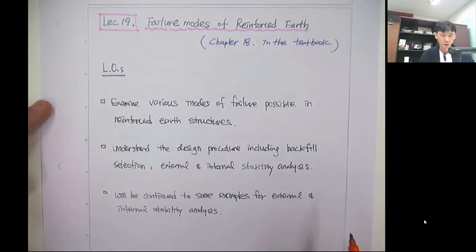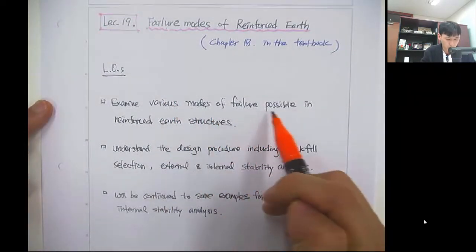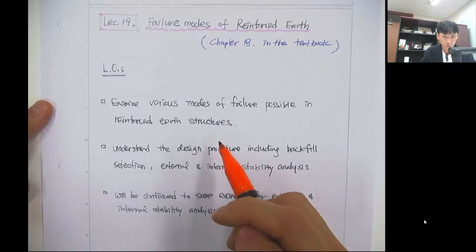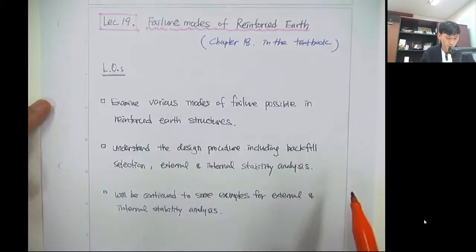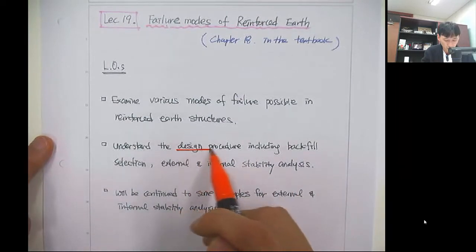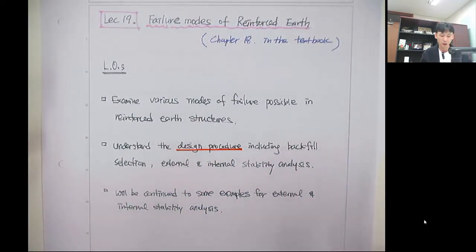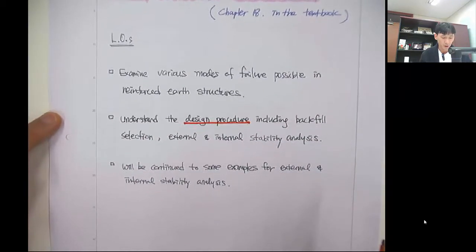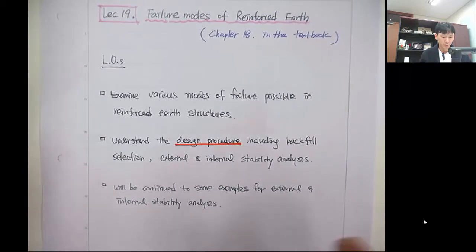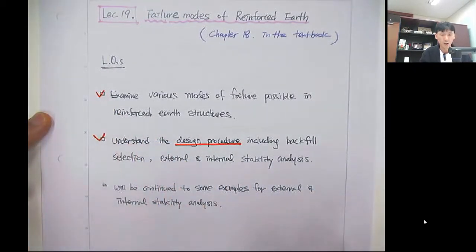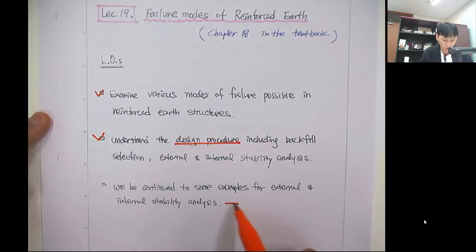The learning objectives of this lecture are to examine various modes of failure that are possible in a reinforced earth structure or reinforced earth wall, and second, to understand the design procedure, including backfill selection, and to check the external and internal stability. By overviewing these two contents, we'll be prepared to continue to some examples for the external and internal stability analysis, which will be done in the classroom. Okay, let's move on.